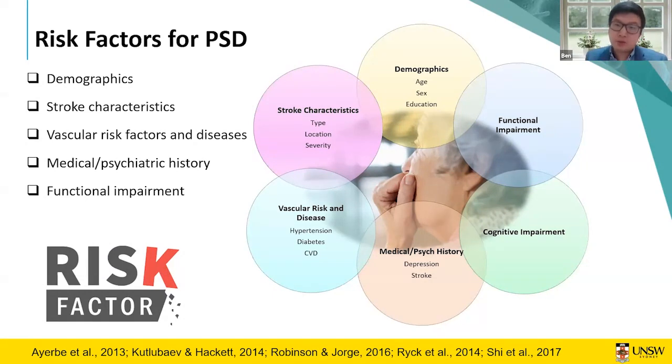And the other strong predictors of PSD include history of depression, of course, as well as past history of stroke, impaired functioning, as well as impaired cognition.